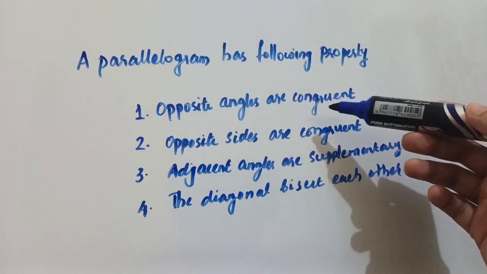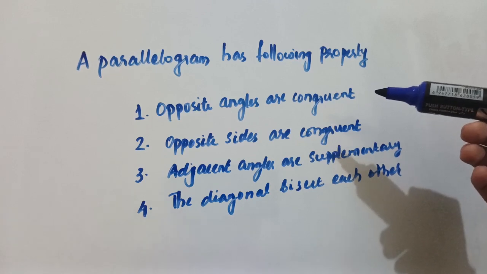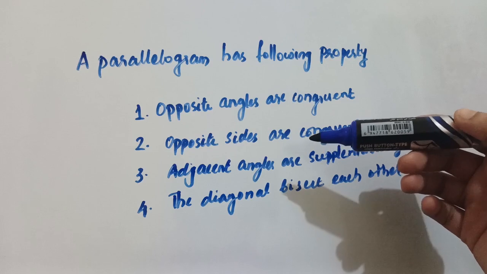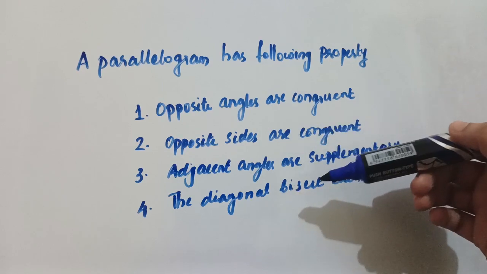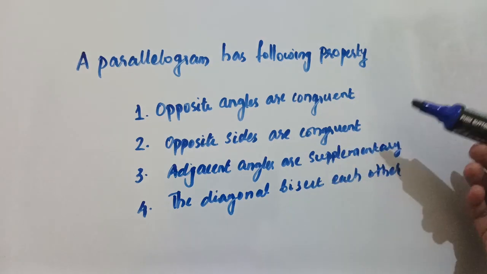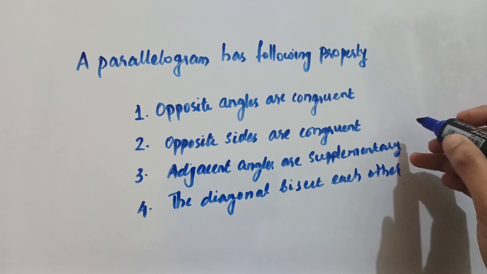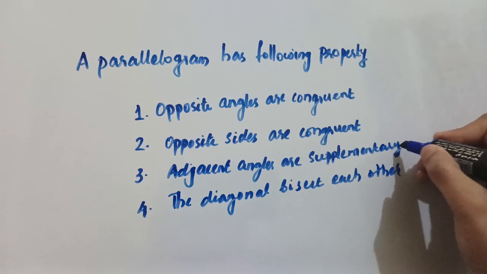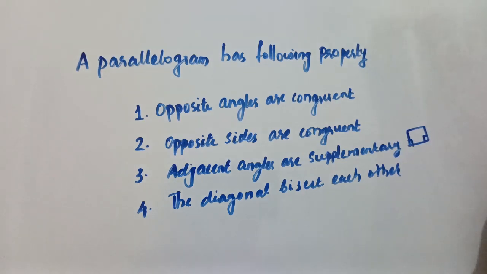Opposite angles are congruent means the opposite angles have the same measure. The angles are equal. Similarly, opposite sides also have the same measurement, they are equal. Adjacent angles are supplementary means the adjacent angles have a sum of 180 degrees. Adjacent angle means the angle next to it. These are adjacent angles. This sum is 180 degrees.